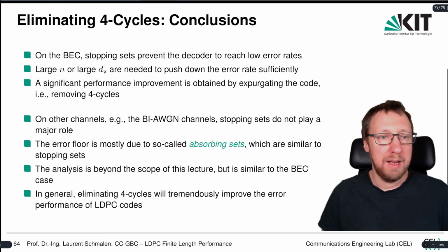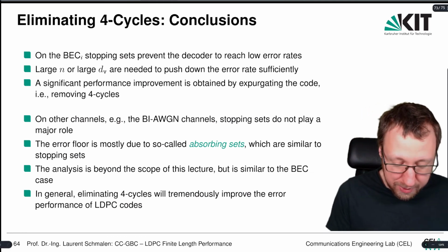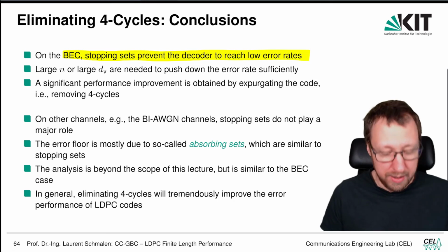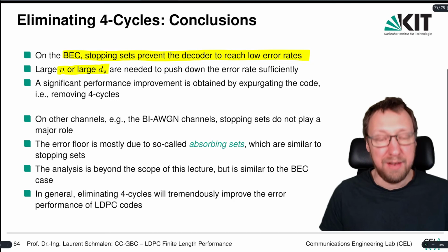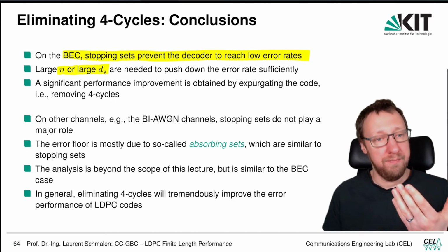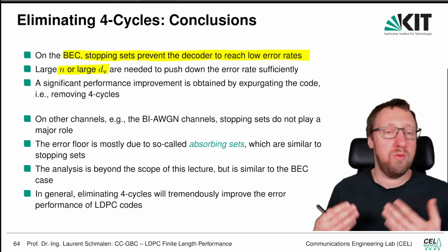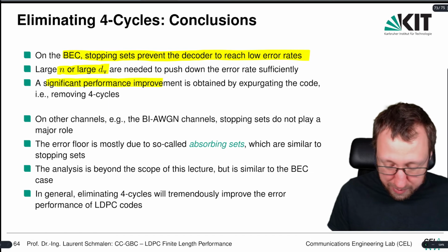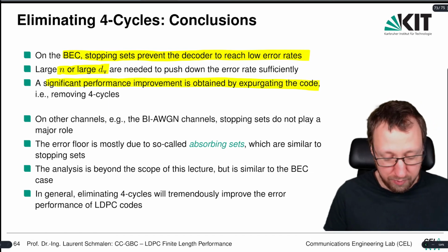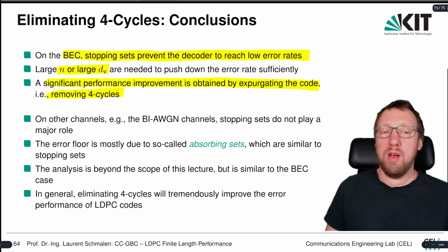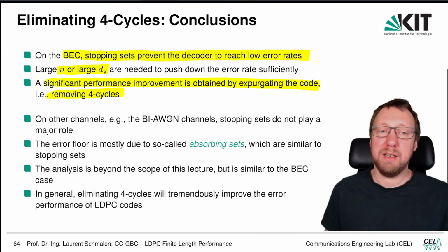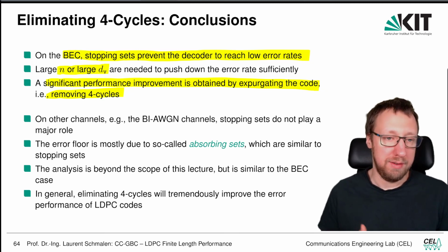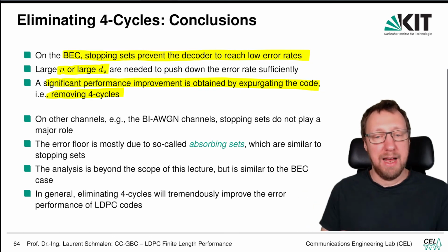So to summarize, what we have found is that stopping sets on the binary erasure channel prevent the decoder from reaching low error rates. So we need either large n or large dV to push down the error rate sufficiently, but a large dV will lead to a worse threshold. Now we can get a significant performance improvement by expurgating the code, so removing 4 cycles. Removing 6 cycles will be even better, but that's not going to be easy. But that's something that's being done in practice also. So removing 6 cycles, removing 8 cycles, and so on.